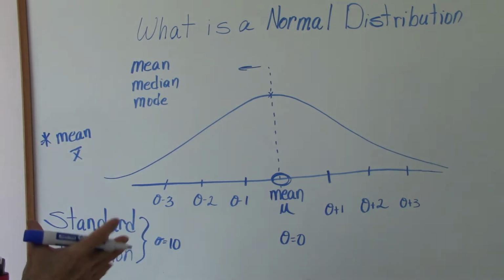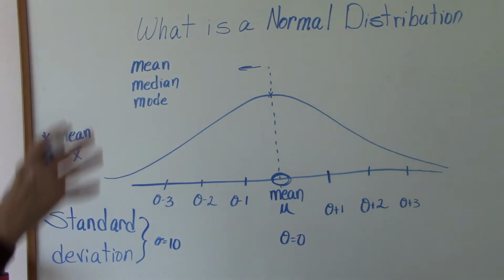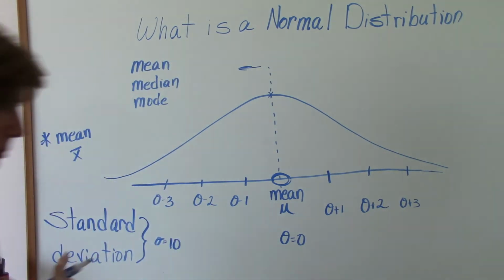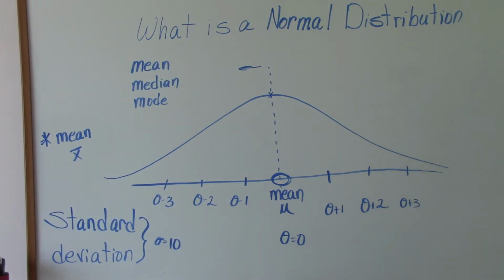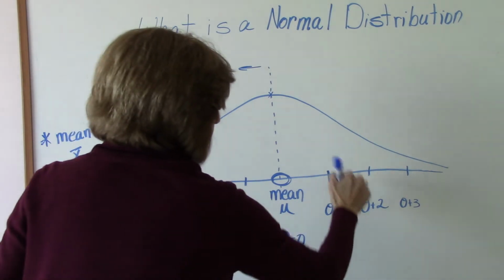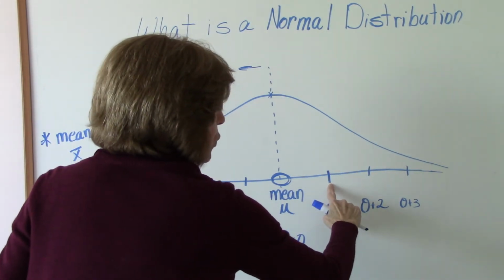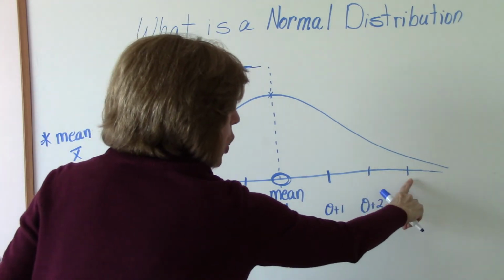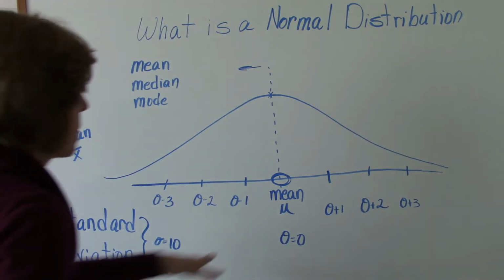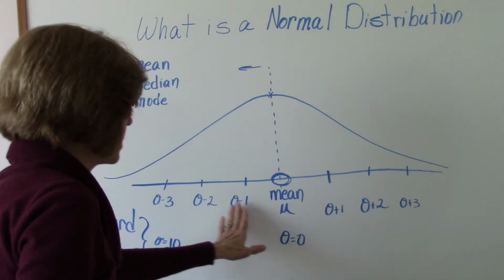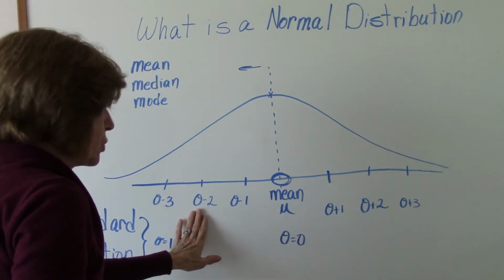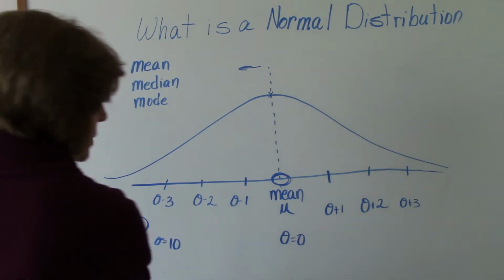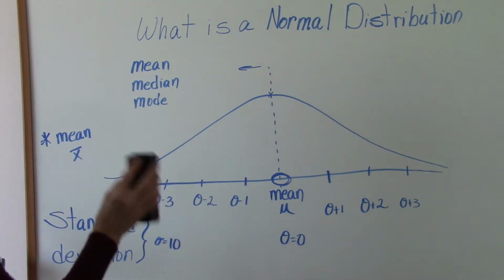Now, when you look at a normal distribution curve, you're not going to see these symbols in here. You're going to see values. This is our first standard deviation above the mean, 2 standard deviations above the mean, 3 standard deviations above the mean. 1 standard deviation below the mean, 2 standard deviations below the mean, 3 standard deviations below the mean. Okay, I'm going to erase this right now.